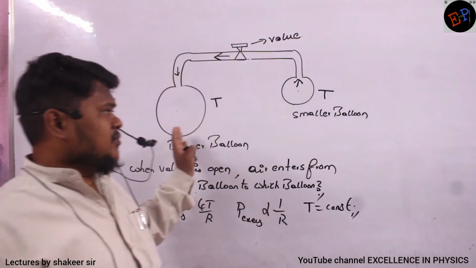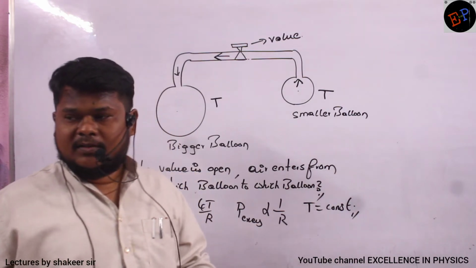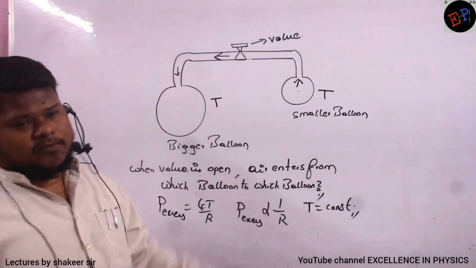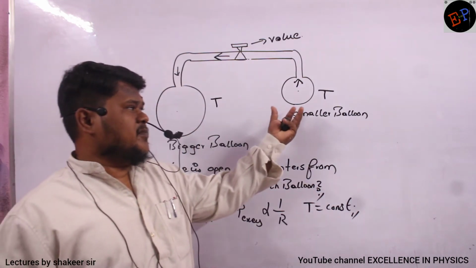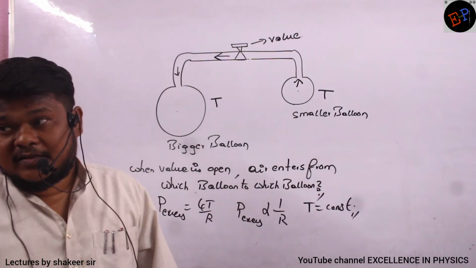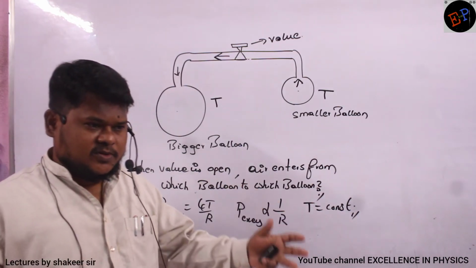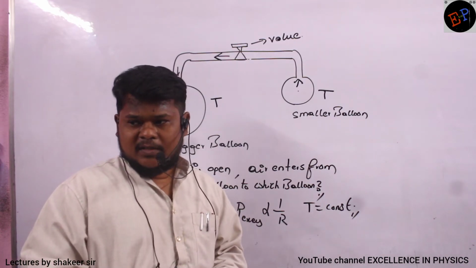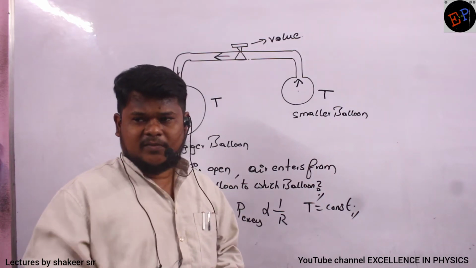Until the pressure in both balloons becomes equal, this flow of air will continue from the smaller balloon to the bigger balloon. So this becomes smaller and smaller, and this becomes bigger and bigger. Until which condition? Until the pressures in both of them remain the same. Pressure is decided by what? Pressure is decided by the velocity of air molecules, no?